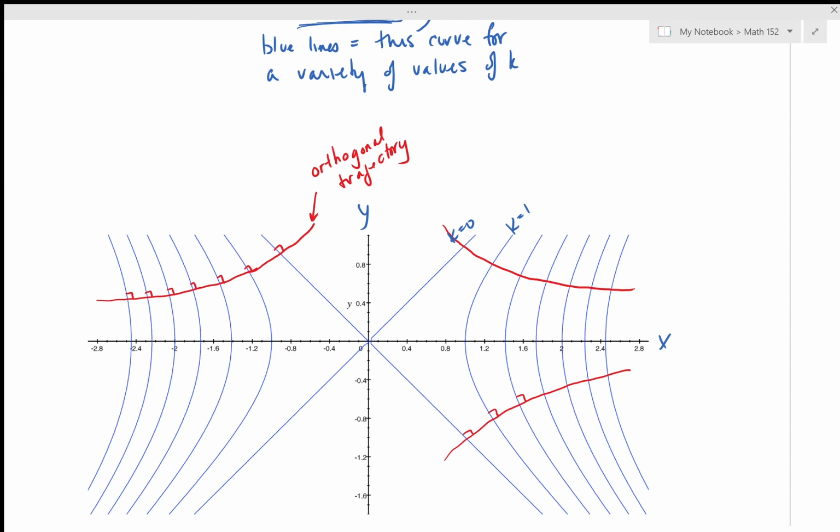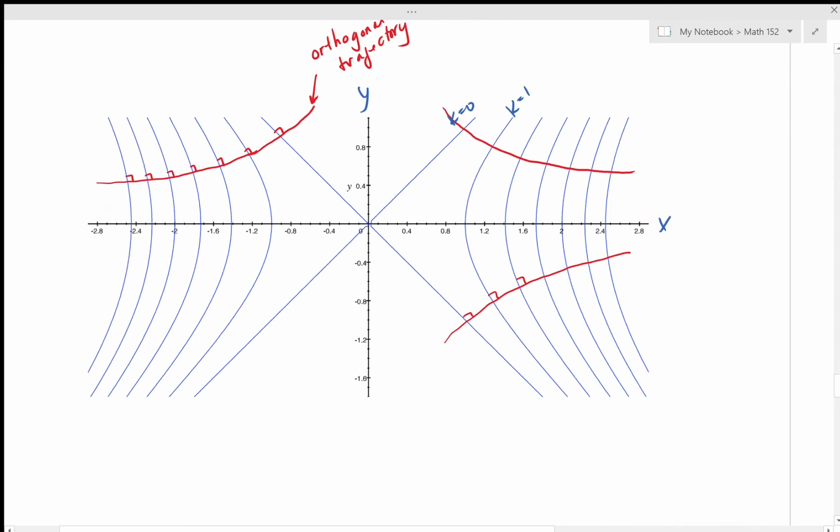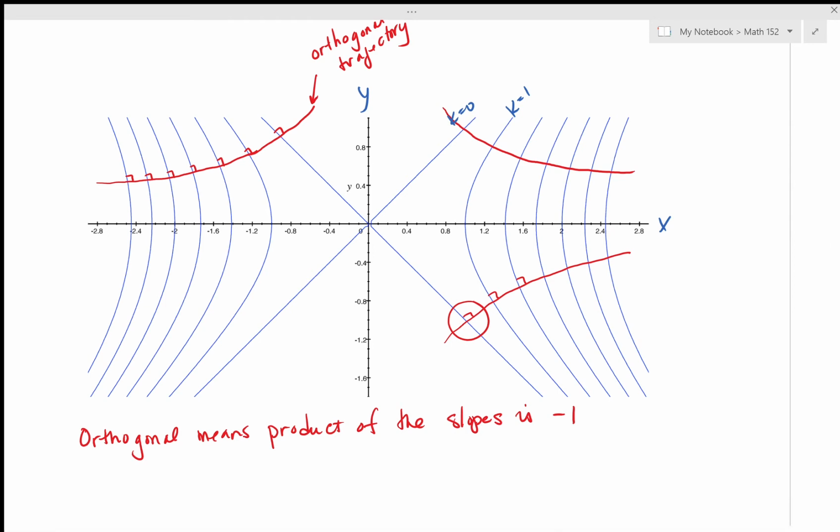But let's just think about what we know about slopes, particularly because we're in a lecture where we're talking about differential equations. A really key point in solving this is that orthogonal means the product of the slopes is -1. If I just look at that point right there, the product of the slope of the blue line and the slope of the red line is -1.